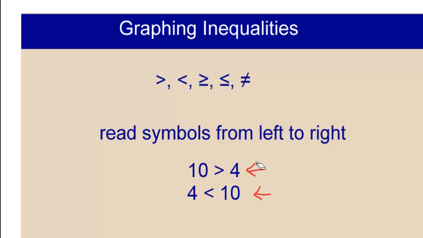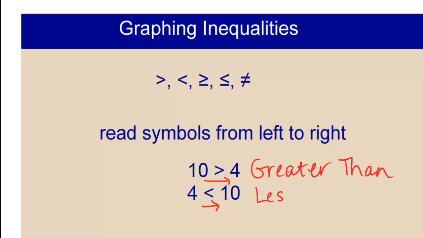So then we read the symbol from left to right. So if what I get to first is the wide open end, that's my greater than symbol. And I read this, 10 is greater than 4. If I'm reading from left to right and I get to the small end first, then it's read less than. So this is read 4 is less than 10.